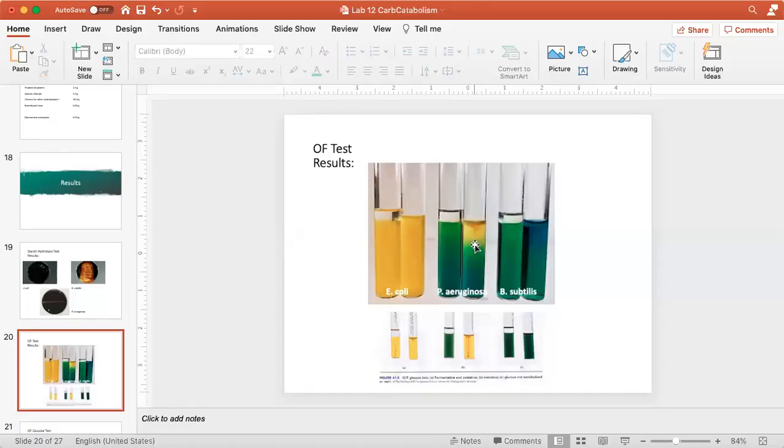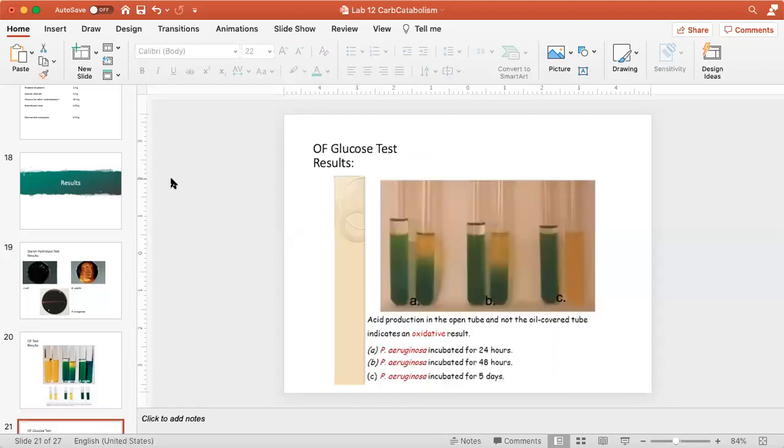So we got slow growing cells in here. Slow growing cells in here. In fact, take a look at this slide. We've got 1, 2, 3 pair of OF tubes. Notice that all 3 of the fermentation tubes are green. There's nothing going on in there. But look at the open air tubes. Little bit of yellow, little bit more yellow, all the way yellow.